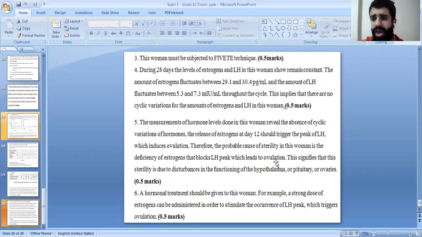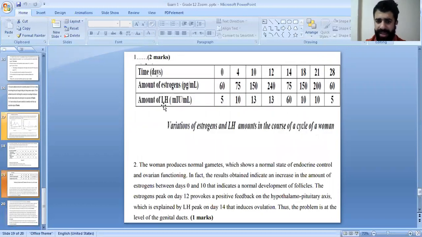For the name of the technique, you have to know the in vitro fertilization and embryo transfer. You have to know that whenever you have approximately no cyclic variation, so no changes at the level of estrogen and LH, the problem is at the level of the hypothalamus pituitary axis. You have to be careful for the table, how to draw it, how to draw both of them in the same table, and not to draw only one.